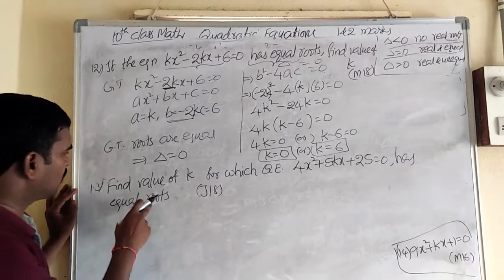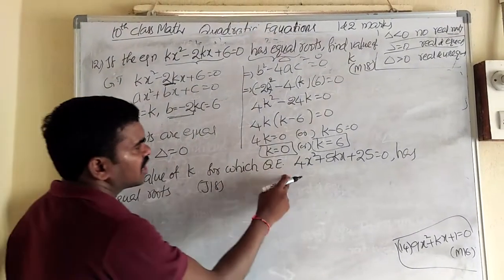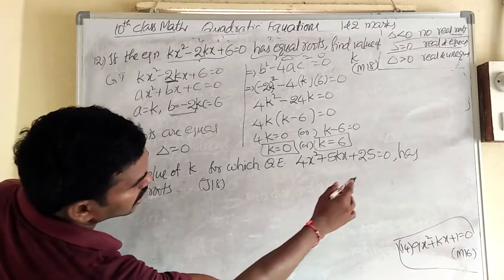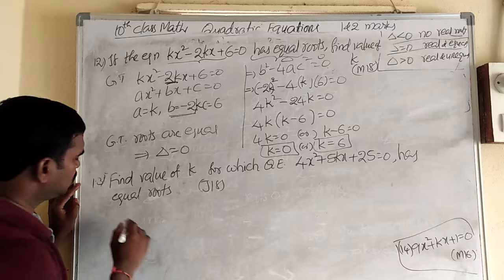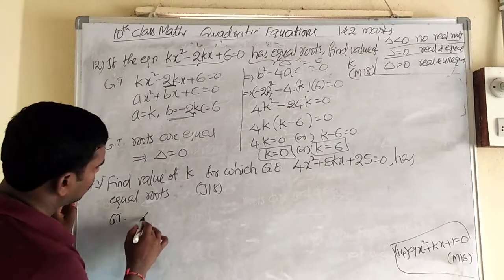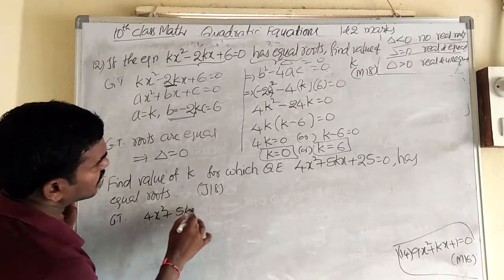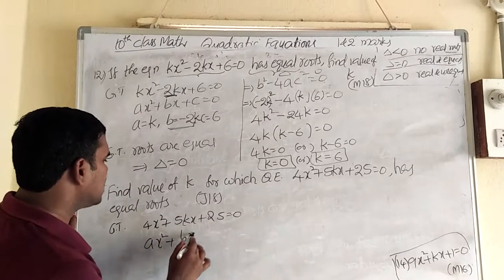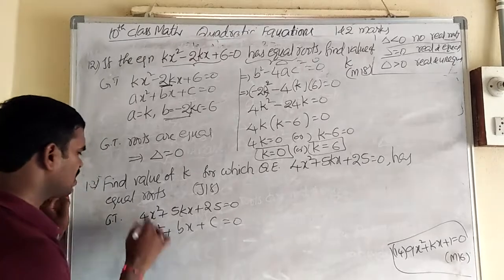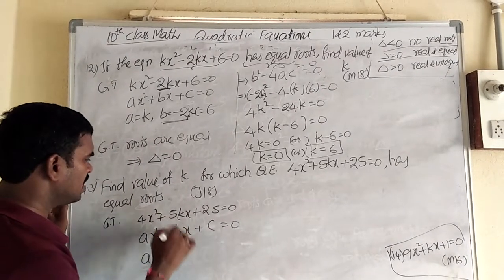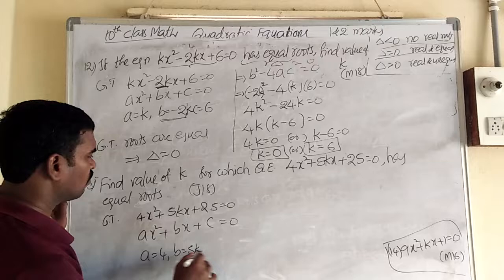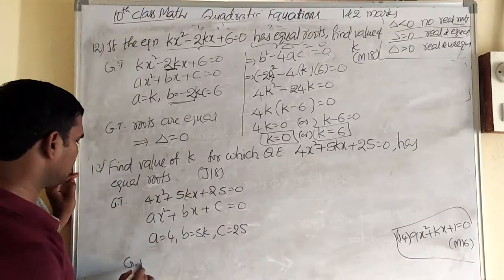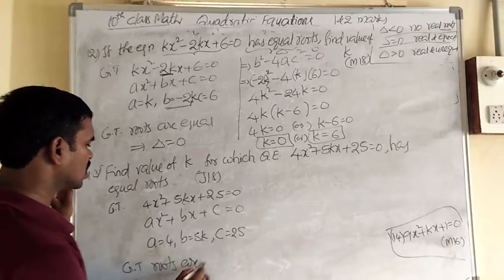And as an example, I am taking one more question. Find the value of k for which the quadratic equation 4x square plus 5kx plus 25 equal to 0 has equal roots. Same question. Comparing with ax square plus bx plus c equals 0, what is a? 4. What is b? 5k. What is c? 25. What is the given condition? The roots are equal.